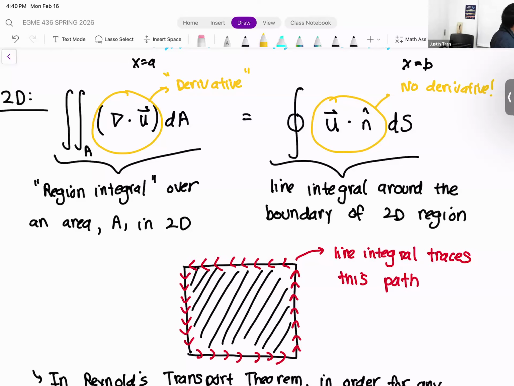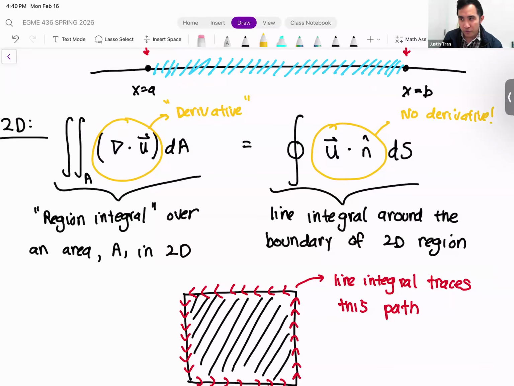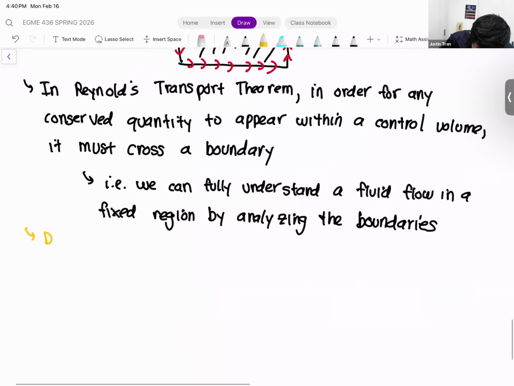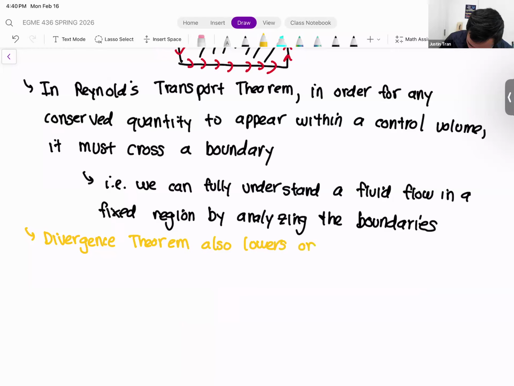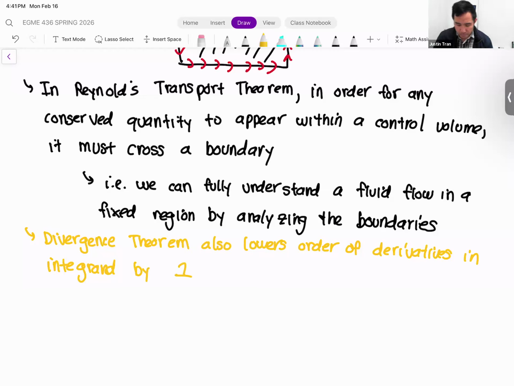So, when we're evaluating our equations, right, the fewer derivatives that we have, actually the better it is for our solution. Okay. So, in here, you can see that we go from derivative to no derivative, but the exact definition of what divergence theorem does is that it actually lowers the order of the derivatives in the integrand by one. And this helps a lot with our derivations.